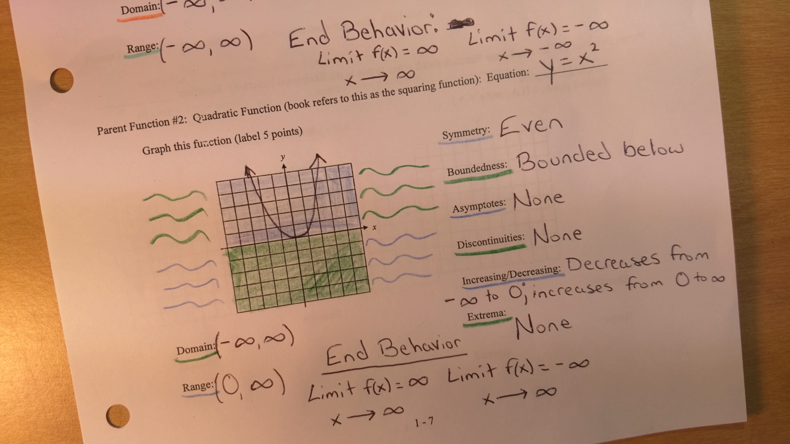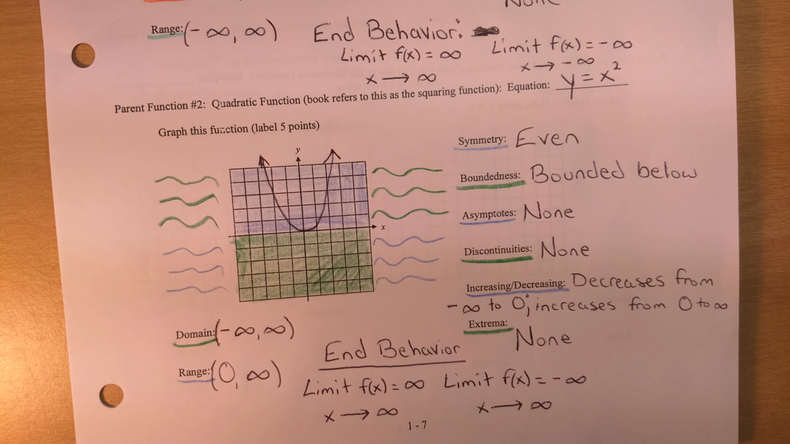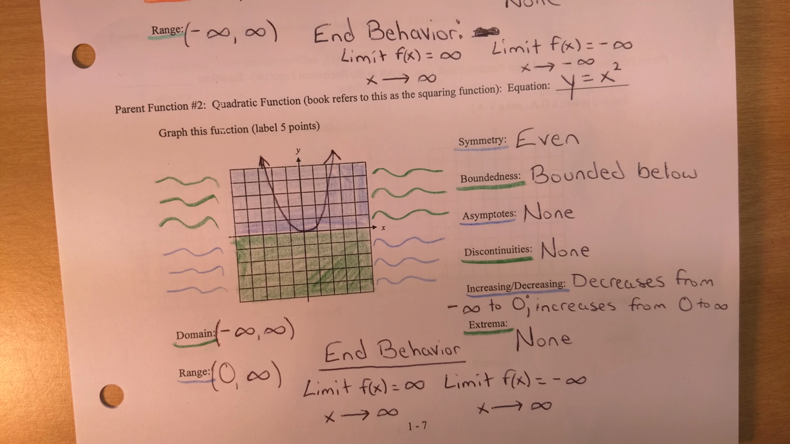The next function we had was a quadratic. Its equation is y equals x squared. The symmetry is even because it is equal across the y-axis. It is bounded below because it never goes below the point 0, 0, and it has no asymptotes or discontinuities. The domain for this function is negative infinity to positive infinity. The range is 0 to infinity.